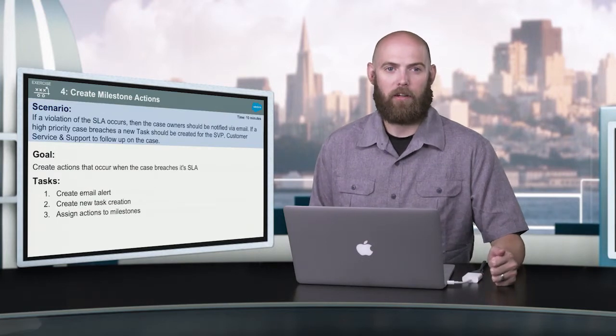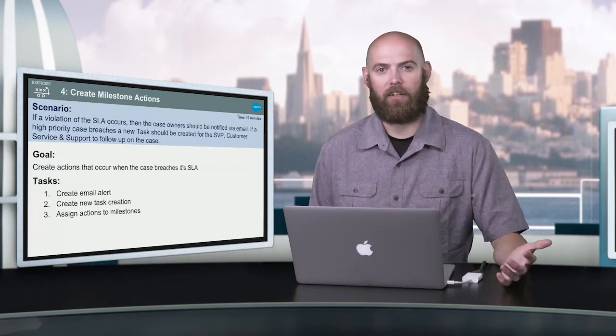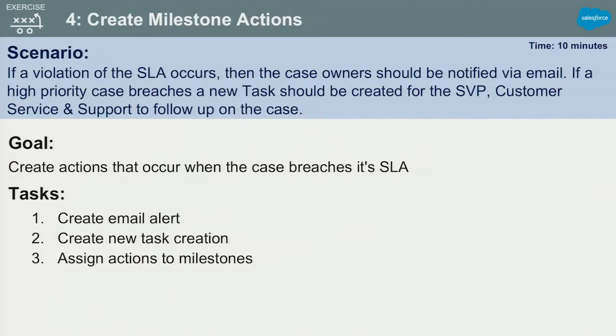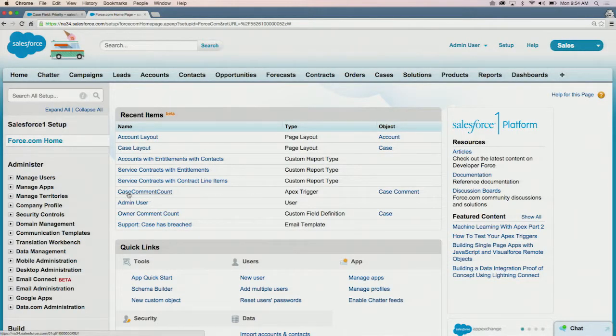So in our scenario here, if a violation of an SLA occurs, we want to notify the case owner via email. If it's a high priority case and it breaches, we want to create a new task for the Senior Vice President of Customer Service and Support to follow up on the case. So our goal here is to create an action that occurs when the case breaches this SLA. We'll create our new email alert, we'll create our task, and then we'll assign these actions to the milestones. So from our setup menu here, we'll go to Create, Workflows and Approvals, and Email Alerts.